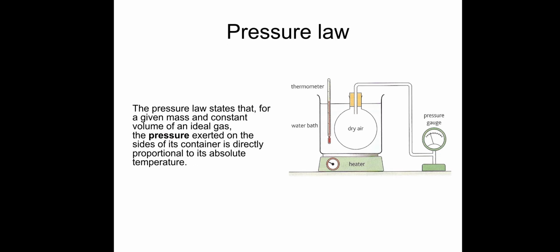So, pressure law. For a fixed mass of gas at a constant volume, pressure over temperature is equal to a constant. The pressure law states that for a given mass and constant volume of an ideal gas, the pressure exerted on the sides of its container is directly proportional to its absolute temperature. That's at a constant volume.